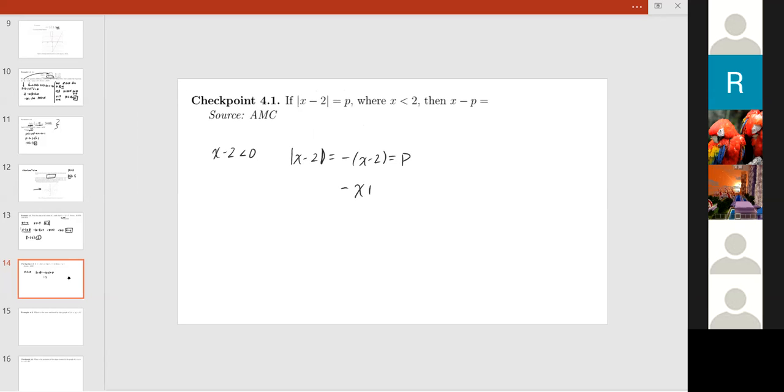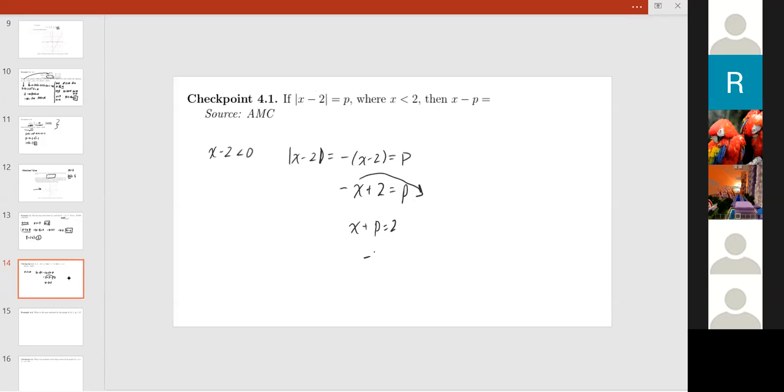negative x plus 2 is p, or x plus p is equal to 2 if we bring the x over to this side. So to find x minus p, we can subtract 2p from both sides to get x minus p is equal to 2 minus 2p. So this is our answer in terms of p.